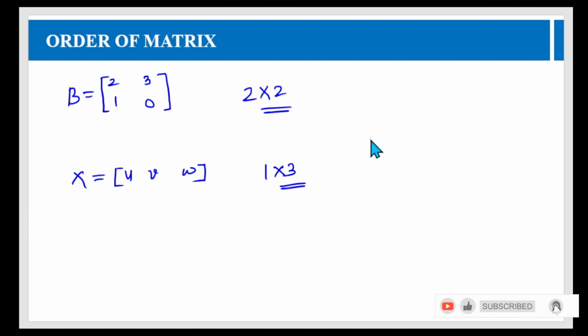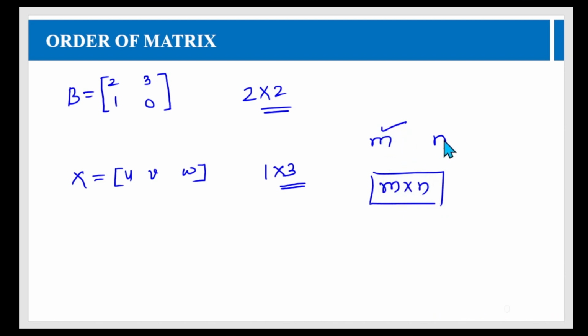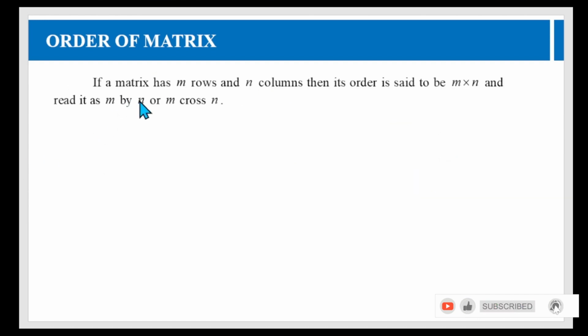If a matrix has m rows and n columns, then order is m cross n. What is the order is? M cross n. It is the general definition. If a matrix has m rows and n columns, then its order is said to be m cross n, and read it as m by n or m cross n.